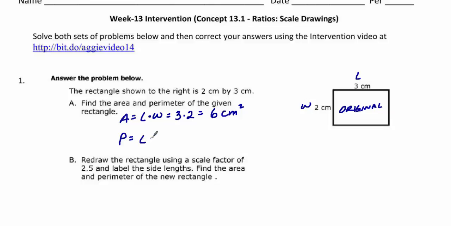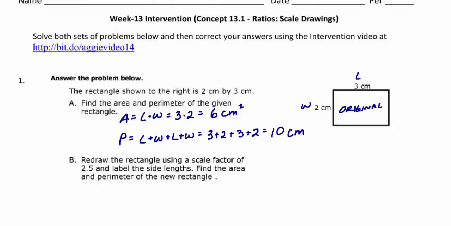Perimeter is go all the way around. It's like you're building a fence, so you're adding all the numbers together. So in this case, it's 3 plus 2 plus 3 plus 2. That gives you a total of 10 centimeters, not centimeters squared. Centimeters. Area is done in square units. Perimeter going around something is what we call linear units.